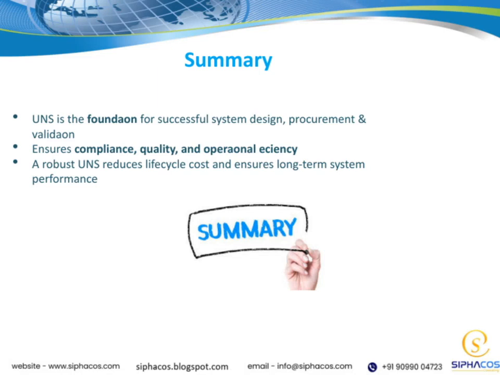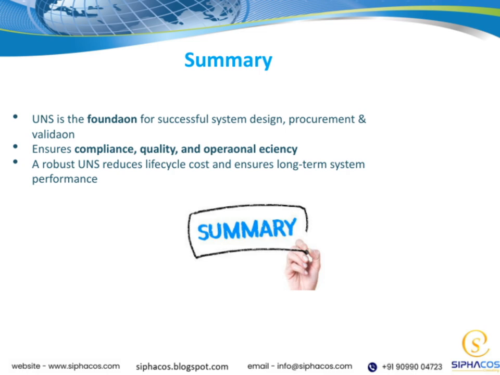UNS, or Unified Naming System, really serves as the foundation for successful system design, procurement, and validation. It helps ensure that everyone involved is on the same page, using consistent terminology and specifications throughout the process. This consistency is crucial for avoiding misunderstandings and errors. When we have a strong UNS in place, it naturally promotes compliance with standards and quality requirements, which are vital for the integrity of the system.